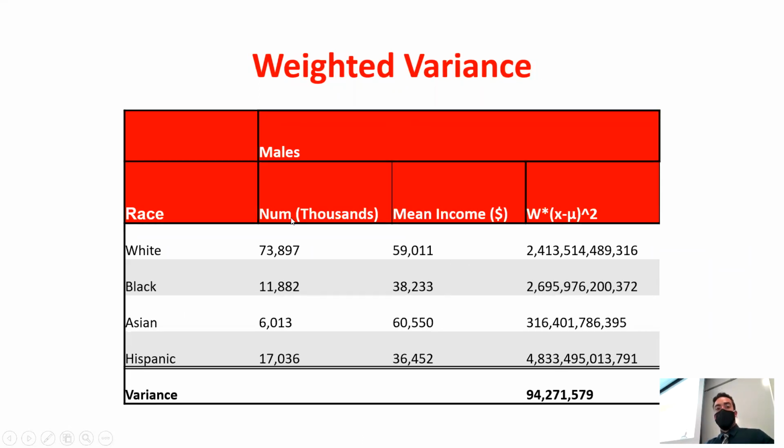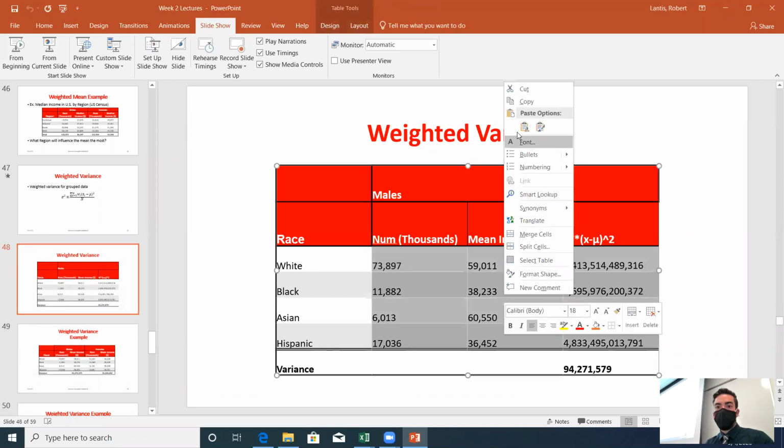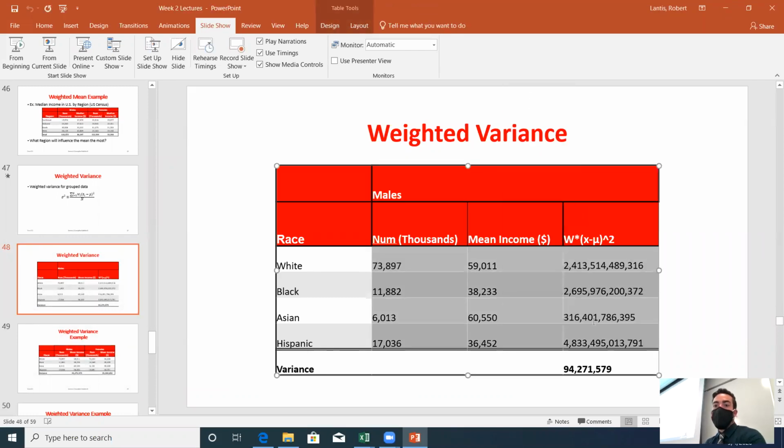So I pulled that male income data again, just to show you how we would find the variance. I have this additional column, so I'm going to do a little bit more. I'm just going to show you this in Excel too, because I think it's a nice, easy way to see it.